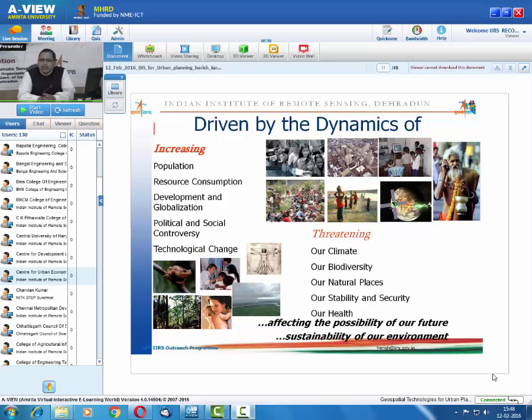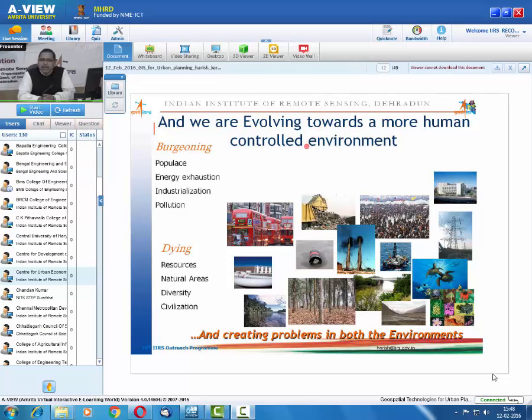So these are affecting the possibility of our futures, the sustainability of our environment. So due to these reasons, we are evolving towards more human controlled environments. This is basically our objective today. You see the entire development on this earth, we are trying to control our environments, and when we are trying to control our environments, there are some issues like population, energy exhaustion, industrialization, pollution, and due to this the dying things are our resources, our natural areas, diversity and civilization, and these things are creating a problem both in the human and also in our environments.